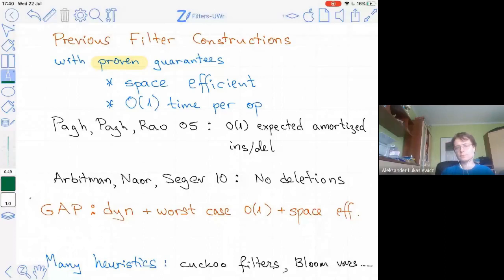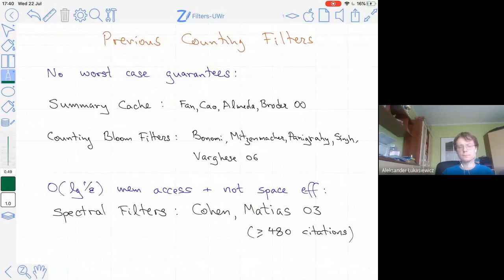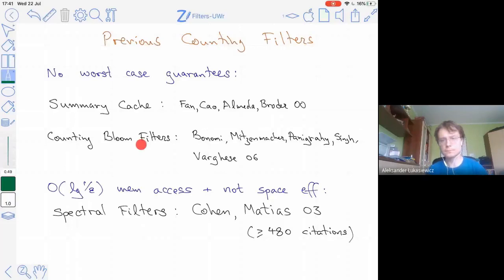Now, the literature has literally hundreds of filter designs that come without a proof. Okay? Literally hundreds of designs. Okay. What about counting filters? What did we find in the literature about counting filters? So there are two papers that come without any worst case guarantees. One is called the summary cache by Fan, Cao, Almeida, and Broder. The other one is called the counting Bloom filter by Bonomi, Mitzenmacher, Panigrahy, Singh, and Varghese.